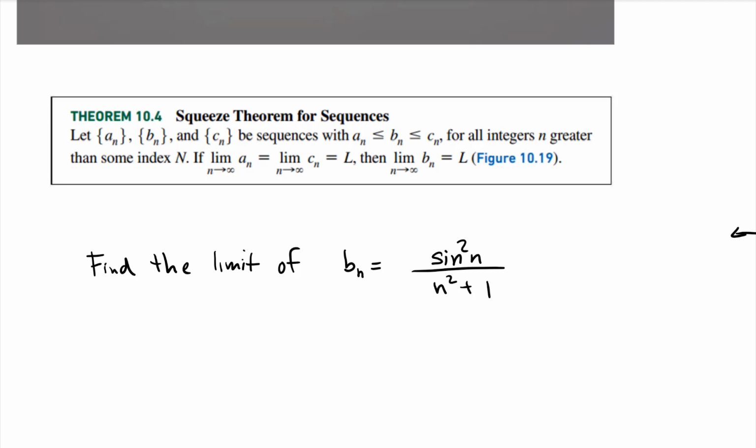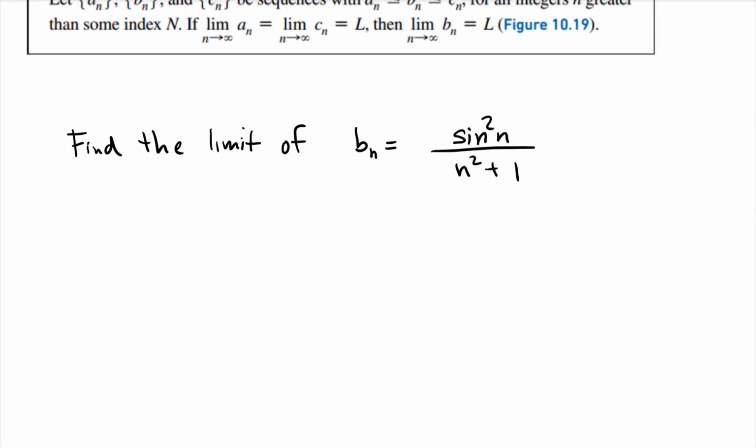Sorry about my dog. So it says, find the limit of b sub n, which is equal to sine squared of n over n squared plus 1. Do you remember playing this game where it looked like this, sine squared of x over x squared plus 1, and we'd want to know the limit as x goes to 0 of this, but we didn't have any tactics in order for us to solve this thing, so we used the squeeze theorem.